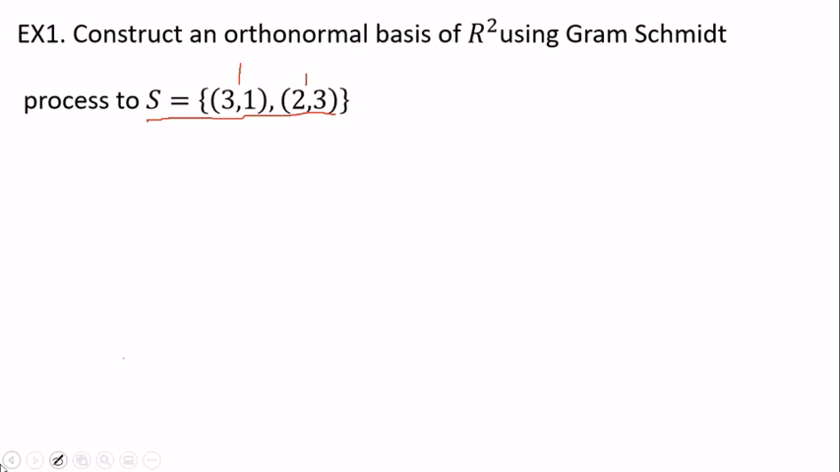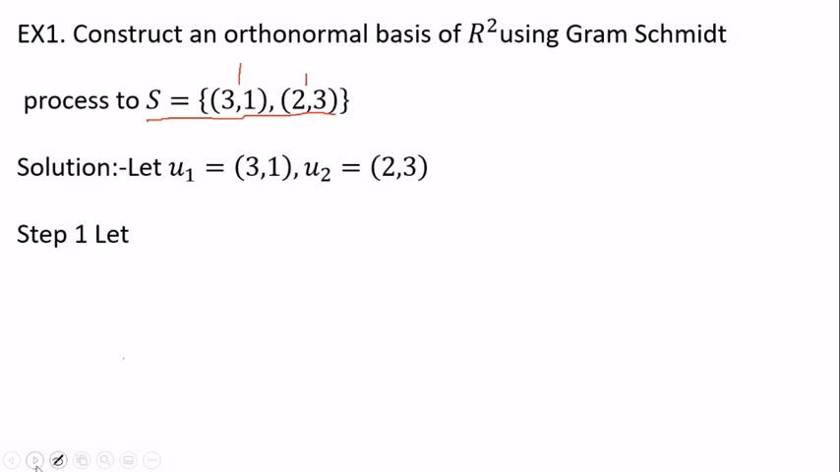In step number 1, before writing step number 1, let us write down the solution. Let u1 equal the first vector (3, 1) and u2 equal the second vector (2, 3). Once you get u1 and u2, now we'll follow our procedure. What is the procedure? Step number 1: we assume v1 is equal to u1. Our u1 is (3, 1), so we shift this value here. So step number 1 is complete, that v1 is u1.